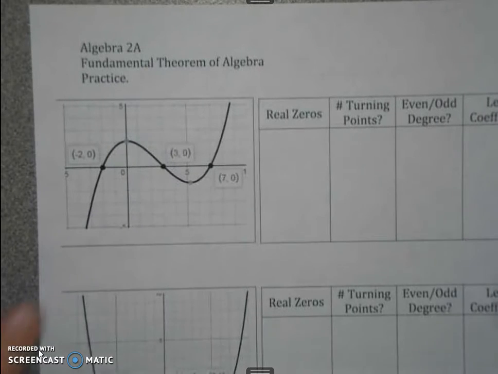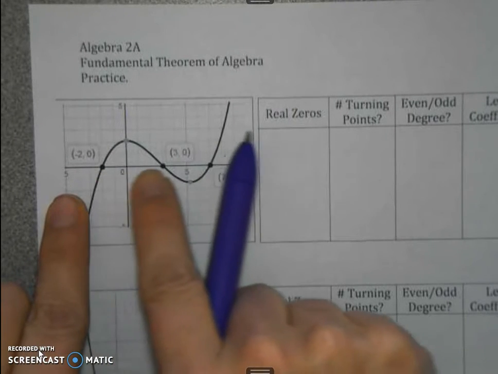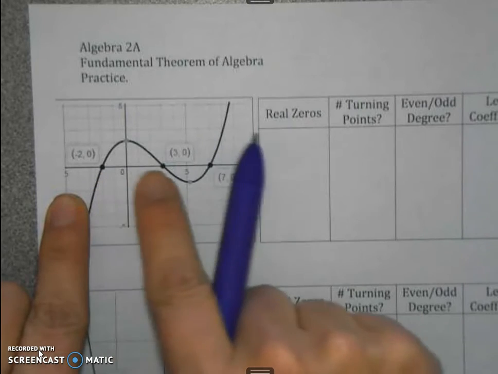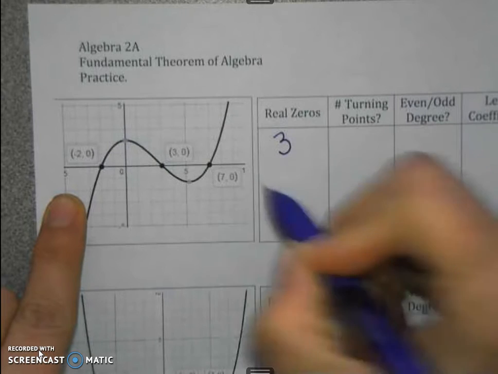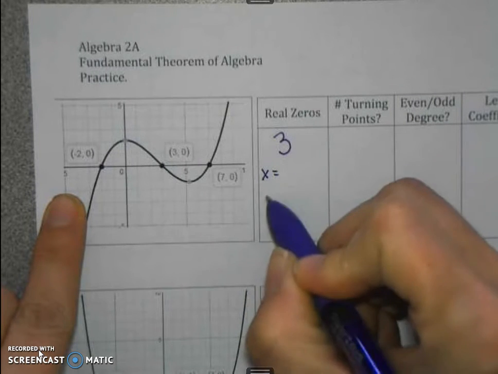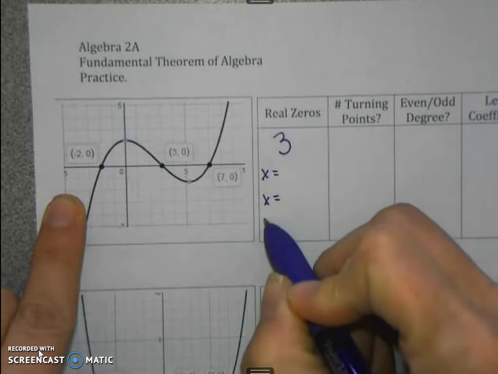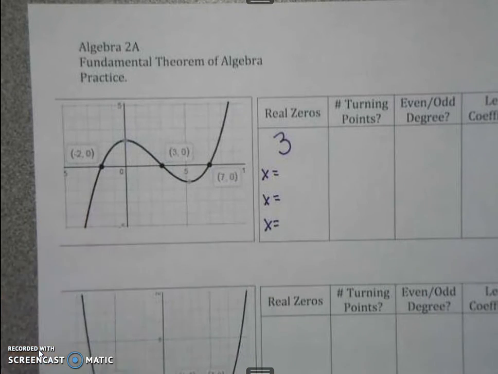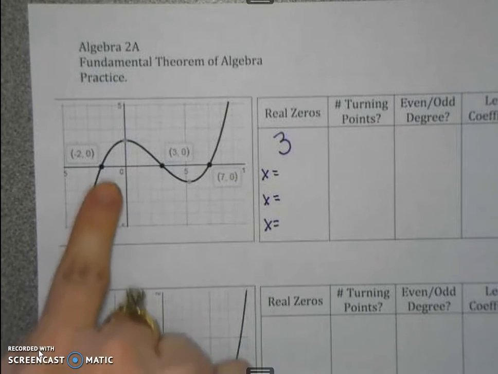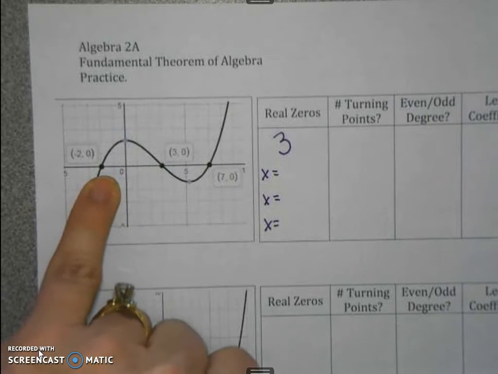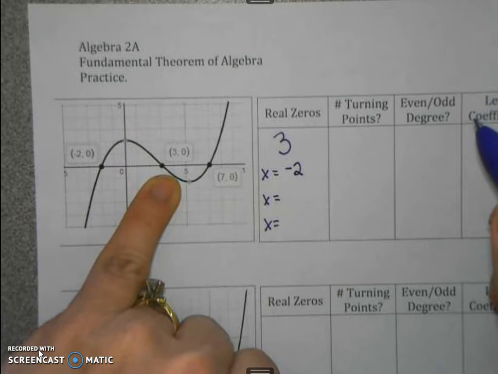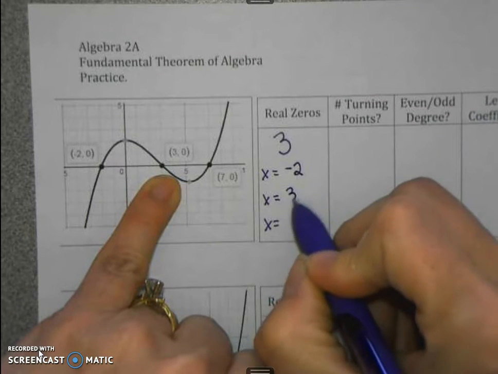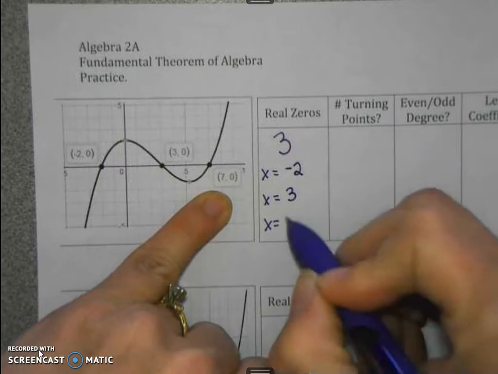It's pretty cool. So the first thing you do, real zeros means along the x-axis. So how many do we count? 3. So I'm going to write 3. And then I'm going to write exactly what they are. So this one is -2. This one is +3. And this one is 7.